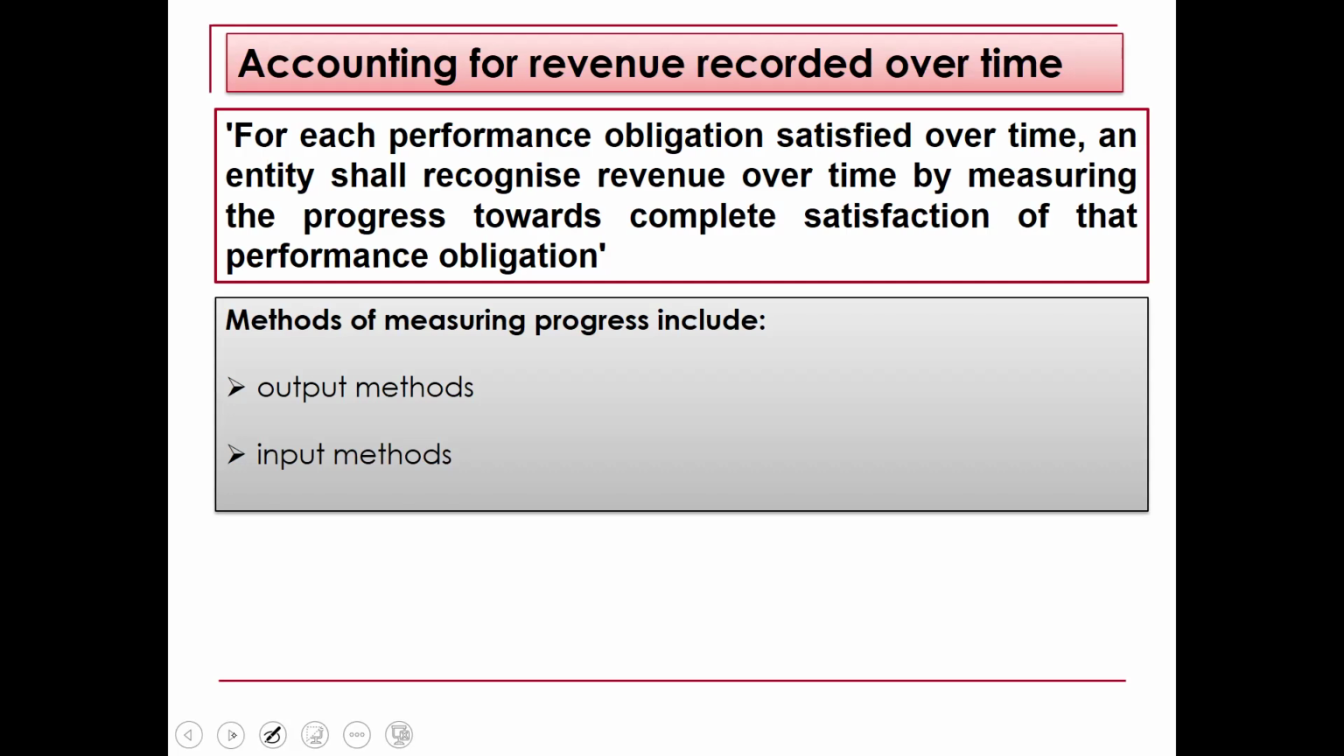So we've already talked about this. There are 2 different methods of measuring this. The output method: what have we done so far in terms of output? Then the input method: what have we put into the project in terms of the costs we have incurred to date?